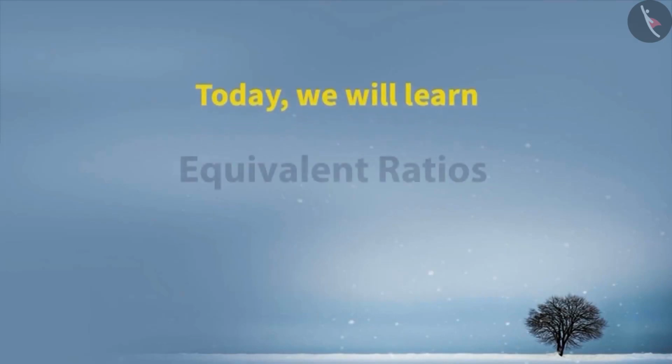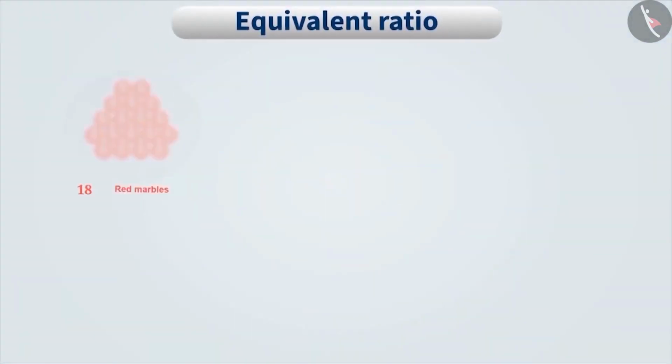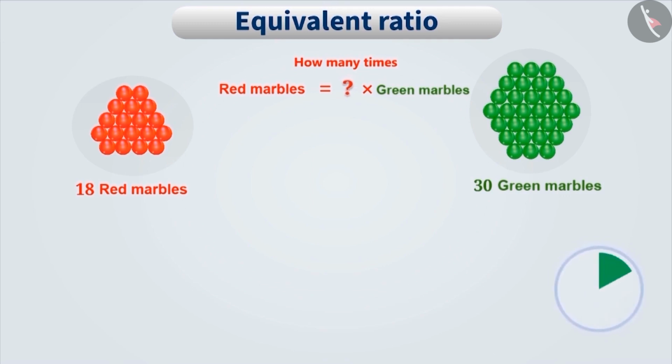Today, we will learn about equivalent ratios. Rahul has 18 red marbles and 30 green marbles. Here, the number of green marbles is higher. Can you tell me how many times is the number of red marbles of the green marbles? Think. Okay, let me tell you.